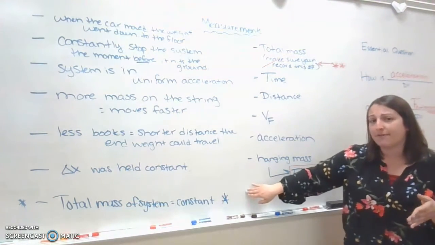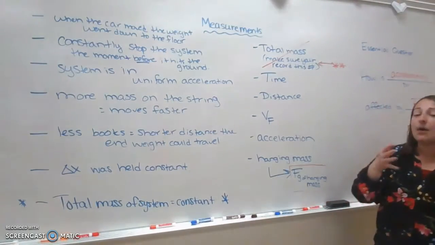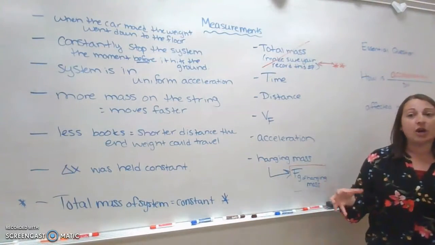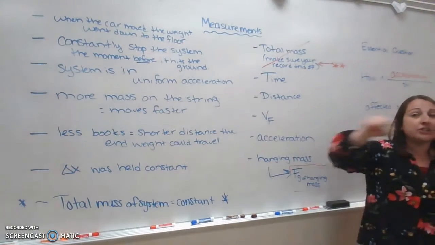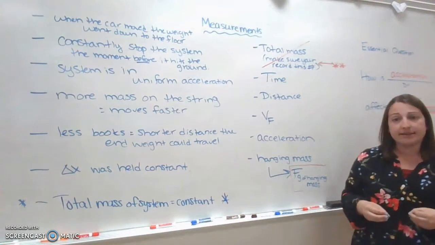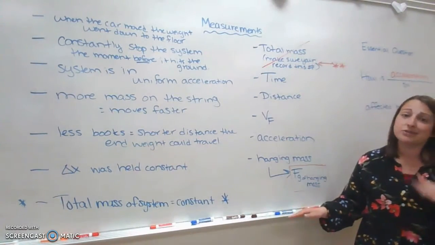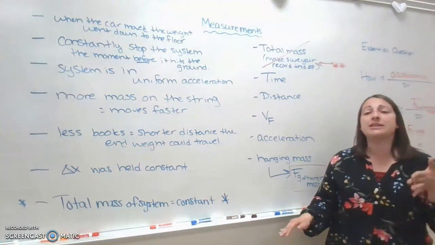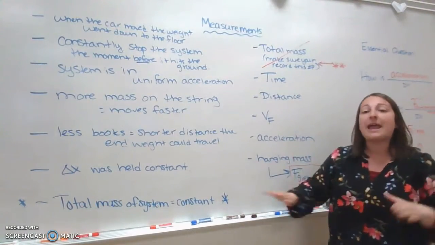This is definitely by far the biggest thing that you have to make sure of when you do this lab: whatever total mass you start with, whatever you have on top of the trolley and hanging, you can interchange the masses, but you must keep that total constant. If you don't do this, you will get results that don't make any sense because you have too many changing variables. So that's your big thing. Highlight that, make sure you know it.